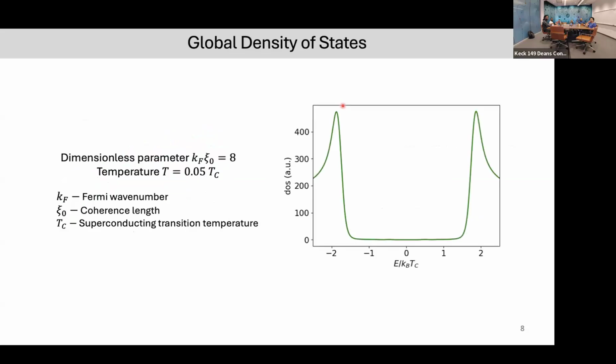We can take a look at the global density of states that we get from the numerical solutions we have. I'm plotting this for the case where Kf psi naught equals 8. Kf psi naught is a dimensionless parameter which characterizes the superconductor for our purposes, where Kf is the Fermi wave number and psi naught is the coherence length of the superconductor. And the temperature we take in this is 0.05 times the superconducting transition temperature.